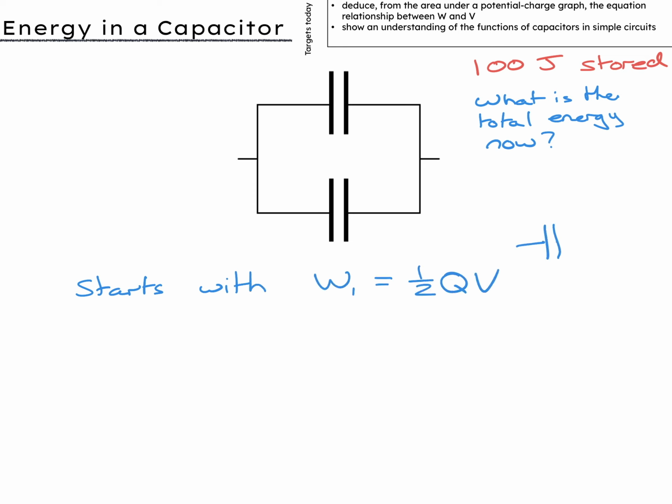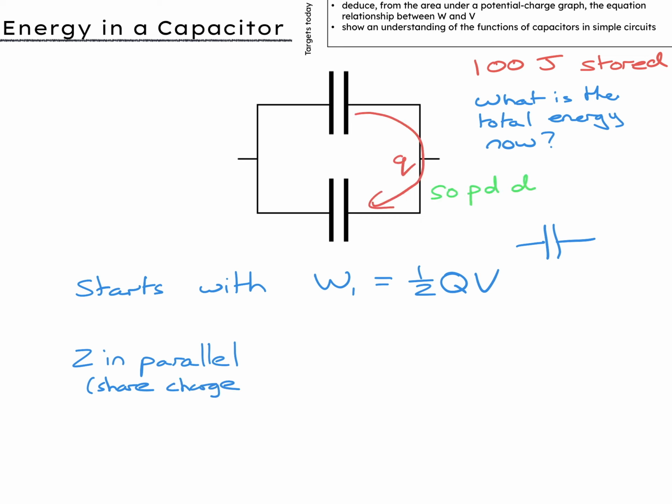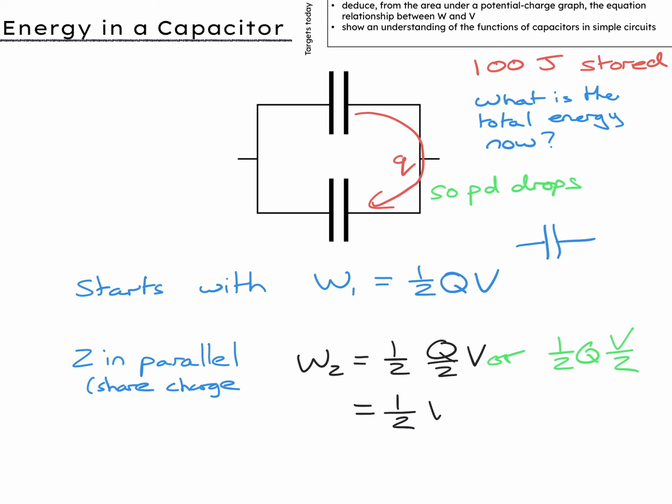Let's change it to have two identical capacitors in parallel, and the charge spreads across the plates, which means that in this configuration, W2 equals a half Q over 2 V. And that is equal to half of W1. So half of the energy has disappeared. Is that really possible? Well, yes, it is.